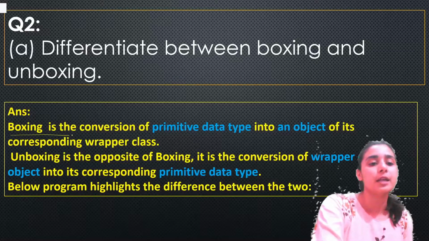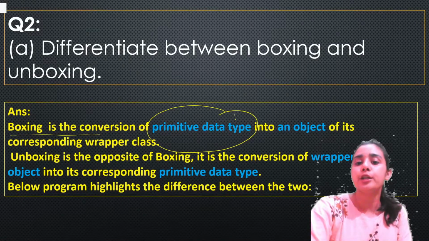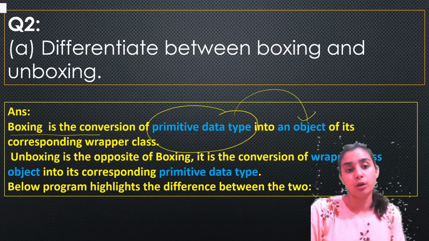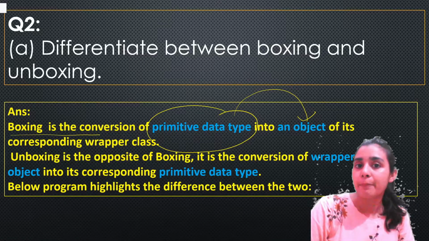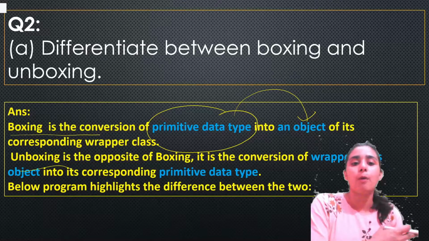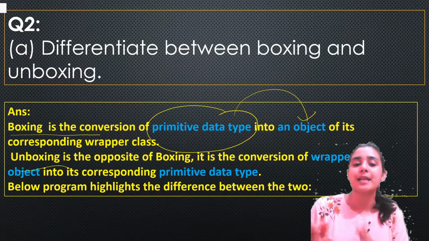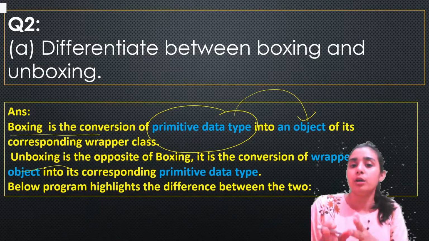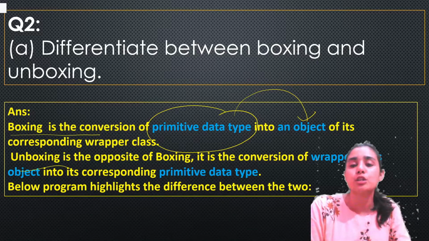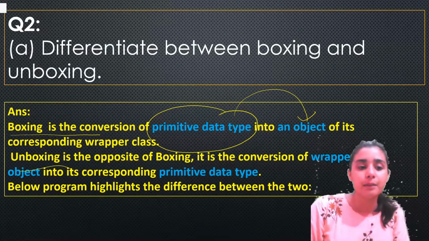Boxing is the conversion of a primitive data type into an object of its corresponding wrapper class. Unboxing is the opposite of that. In boxing, we were converting a primitive data type into an object, and here we convert the wrapper class object into the corresponding primitive data type. That is called unboxing.